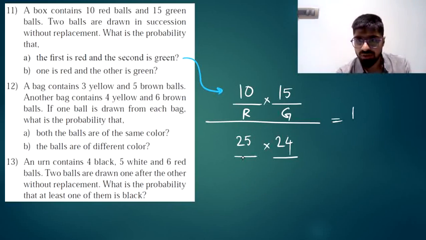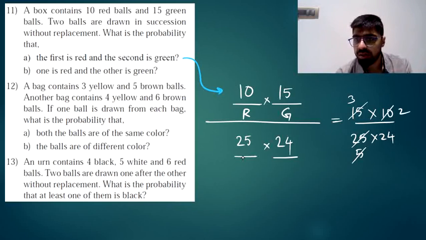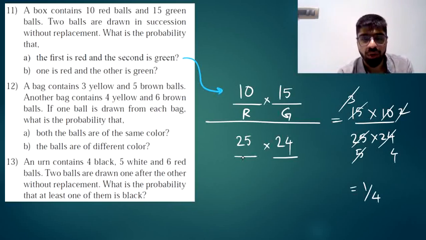So the final answer is 15 into 10 upon 25 into 24. Let's cancel all that we can. That's a 3 here, that's a 5 here. It's a 5 here, it's a 2 here. It's 3 into 2, 6, and a 4 here. So the final answer is 1 upon 4 for that A part. And going ahead with that B part.